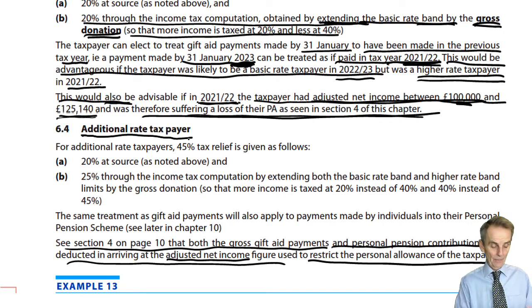We've seen how to get basic rate tax relief at source. You pay £80, the charity gets £100. If it turns out that you're a higher rate taxpayer, you pay £80, the charity gets their £100, and you get to reduce your tax by extending the basic rate band by the gross amount of the gift aid payment. The gross amount was 100. The basic rate band limit goes from 37.7 to 38.7. And that's all we have to do.